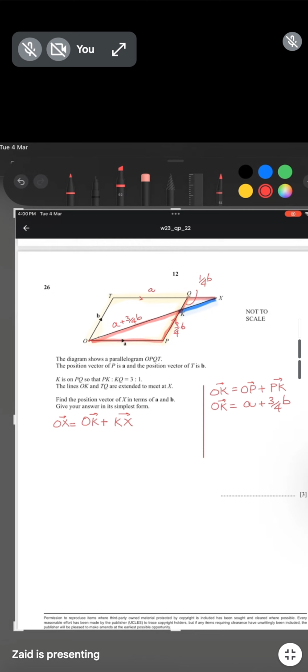So the triangles we are considering are triangle OPK and the other triangle, which is going to be QXK or XQK. Is it fine?